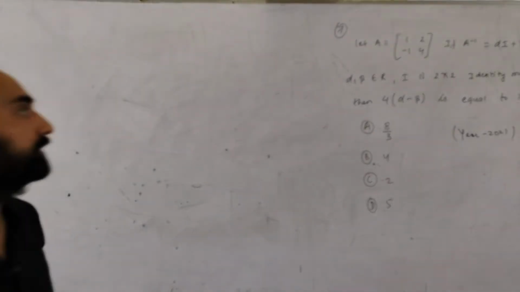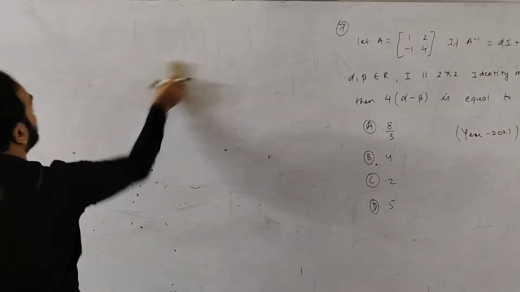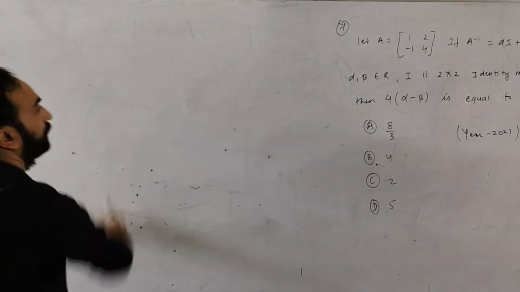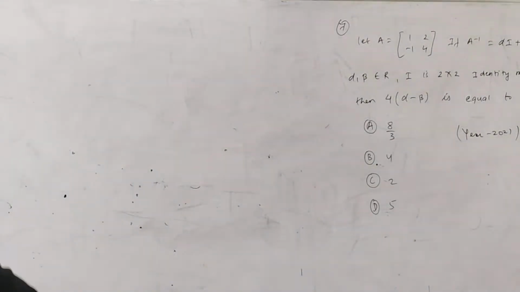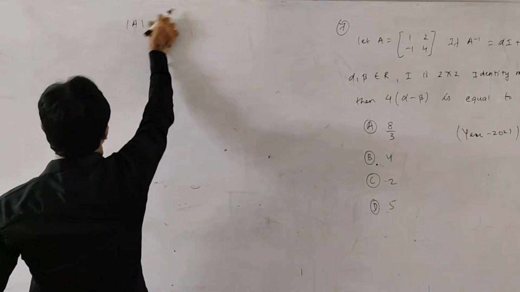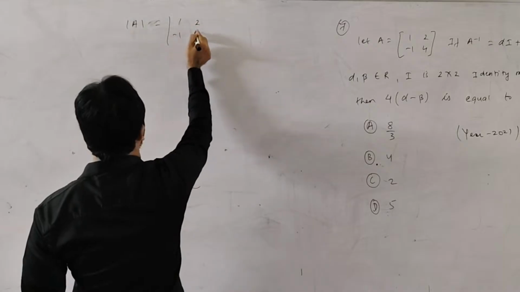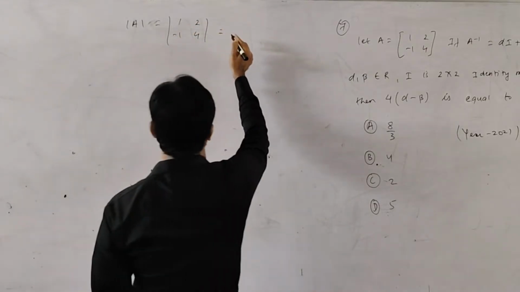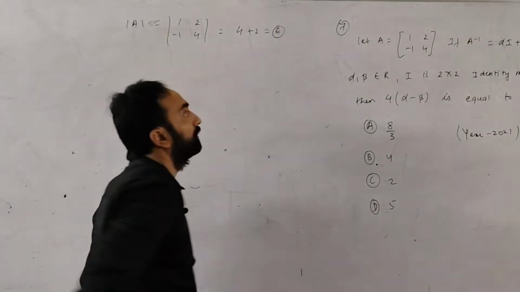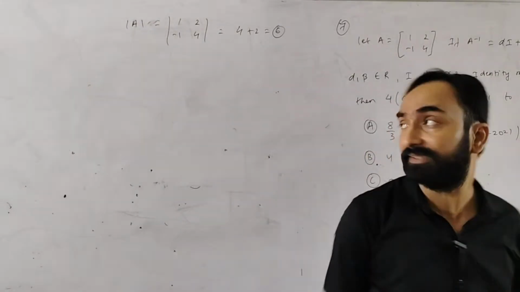First step is always find the det of A. We will find the determinant of A, no? So how much is it coming? It is coming as 1, 2, minus 1 and 4. This is 4 and plus 2, that is 6. Correct? So fix it first.